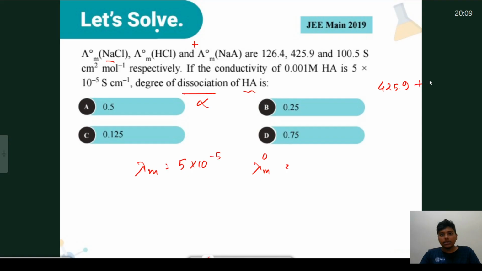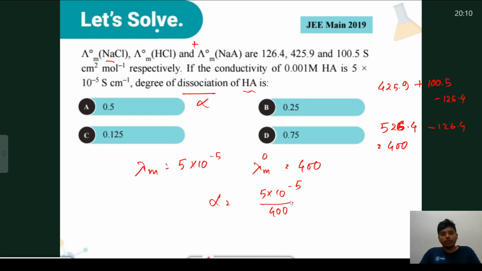425.9 plus 100.5 minus 126.4. Yes or no? So this is equal to, we can write, 526.4 minus 126.4, so it is 400. So lambda m naught is 400. Okay, clear or not? So alpha is equal to, we know, 5 into 10 power minus 5 divided by 400.